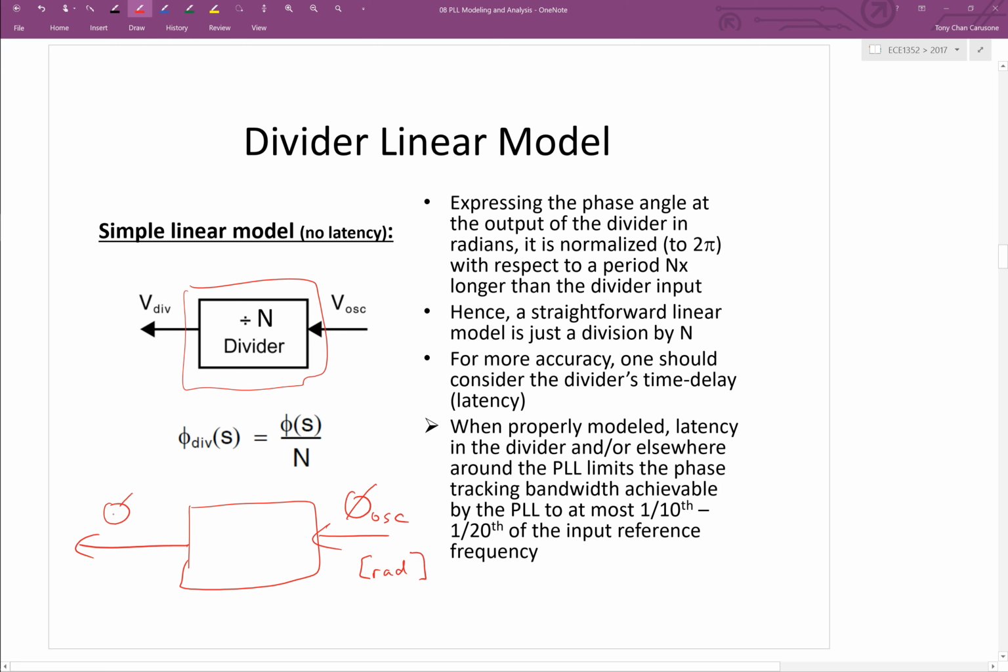And the output that we're interested in is the phase of a divided down clock, also in radians. And so those two we've shown here. The notation being used here is just to drop that subscript div. And we see that they're related by this scalar 1 over n. Makes sense that it's a scalar because it's got units of radians per radian, so it's just a dimensionless gain.